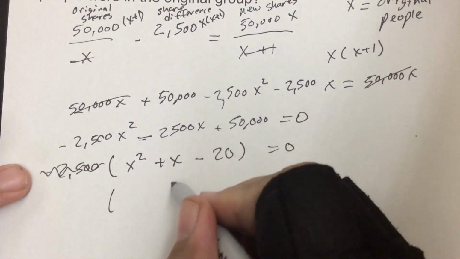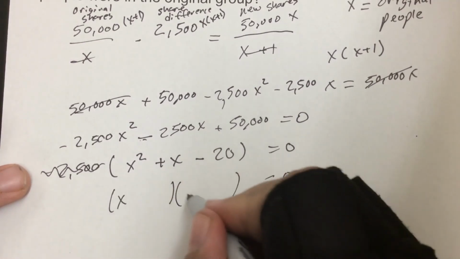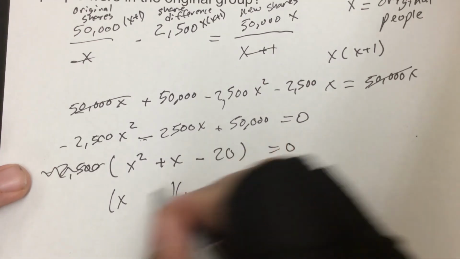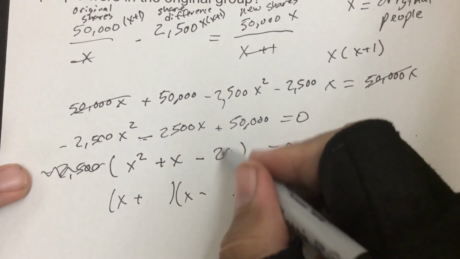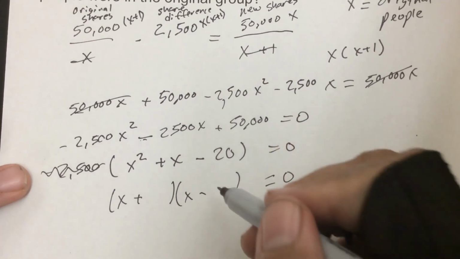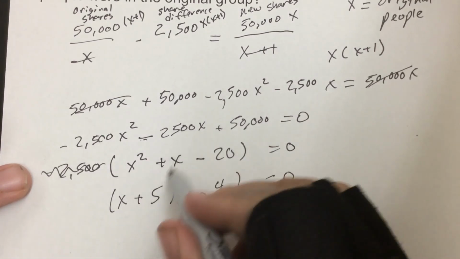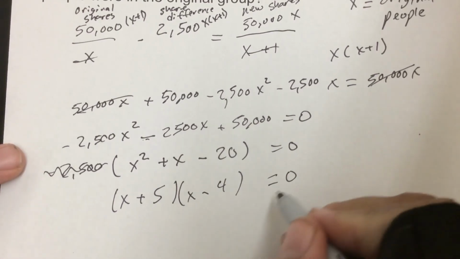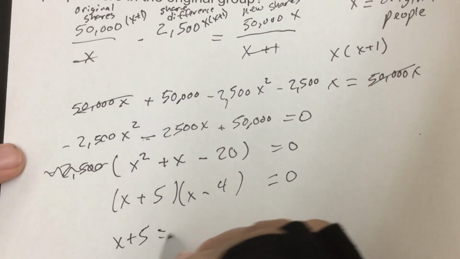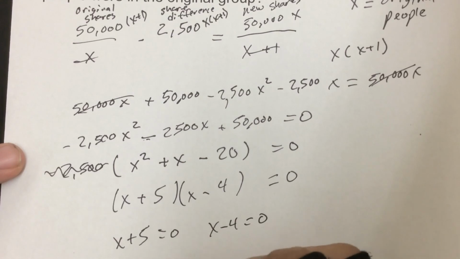So what we can do now is two sets of parentheses, still equal to 0. X and X, it being a minus, one is a plus, one is a minus on our factors. And so we're looking at factors of 20 that when we subtract, we get 1. Well, 5 and 4. We put the 5 with the plus because our middle term is positive, so the bigger number needs to be positive. If we go through and set each of these equal to 0, we would get X equals negative 5 and X equals 4.